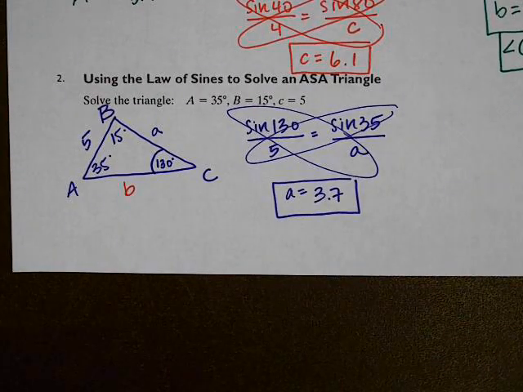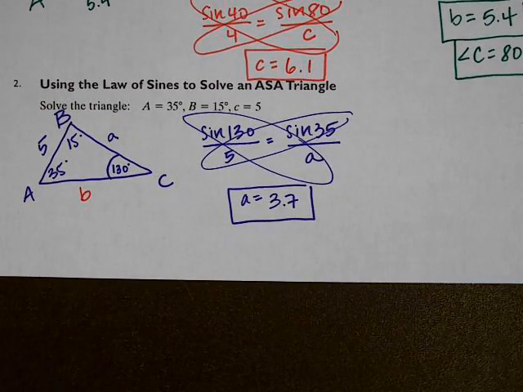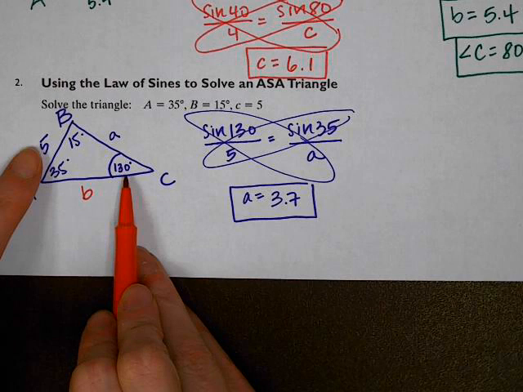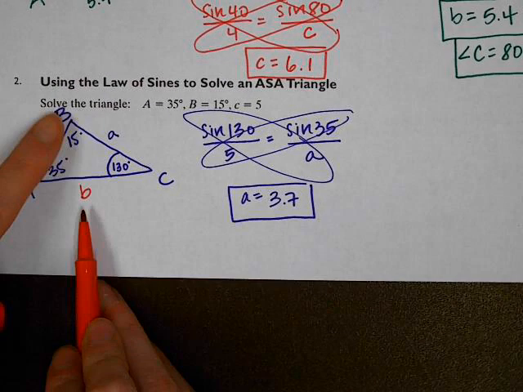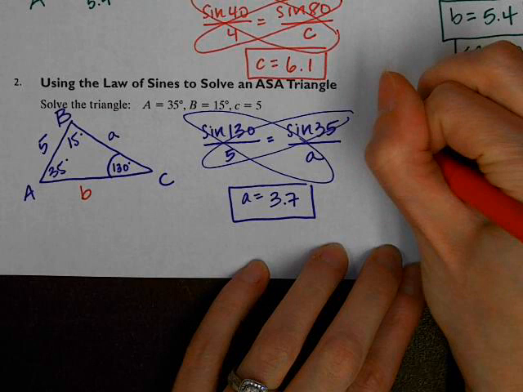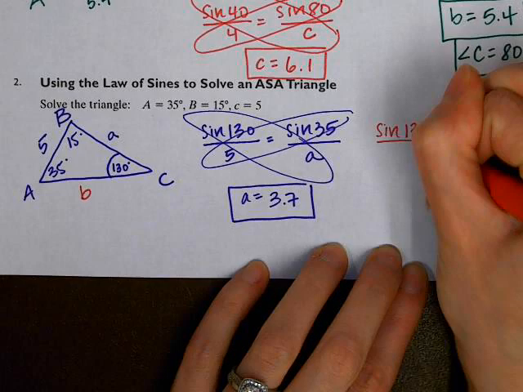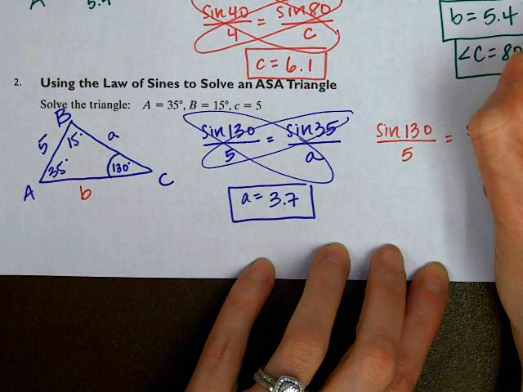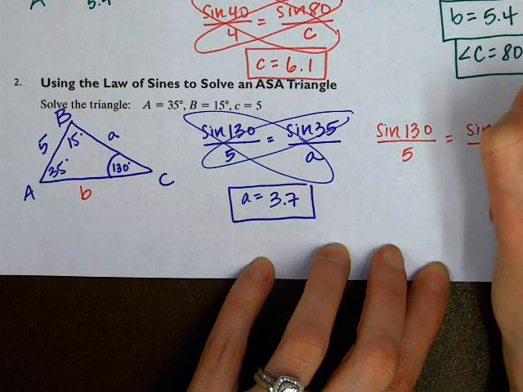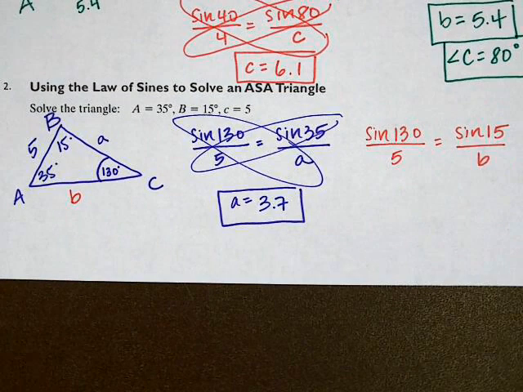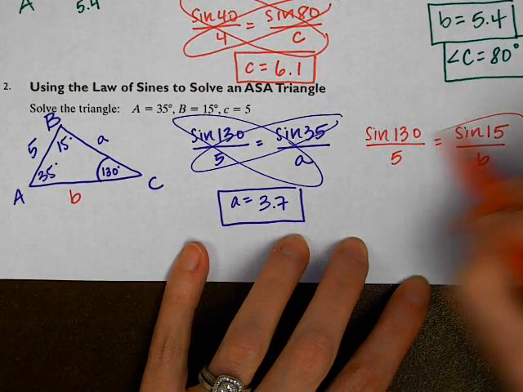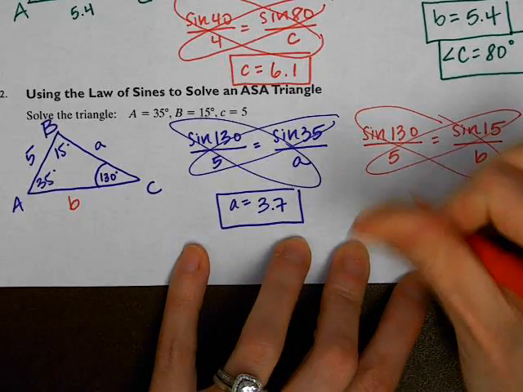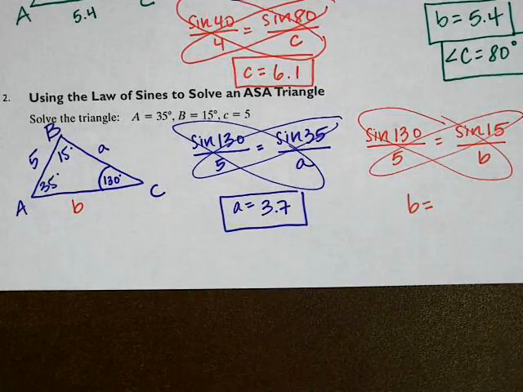So we have to set up another law of sines. And I'm going to use the C's again because those were given, and then I'll use the B's. So sine of 130 over 5 equals sine of 15 now over B. And then again, cross multiply and then divide, and you will be able to get side B.